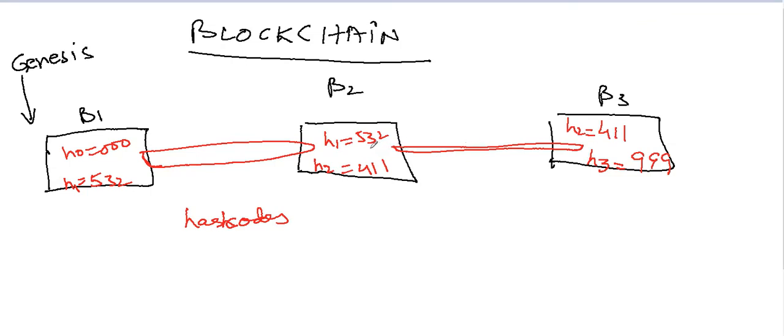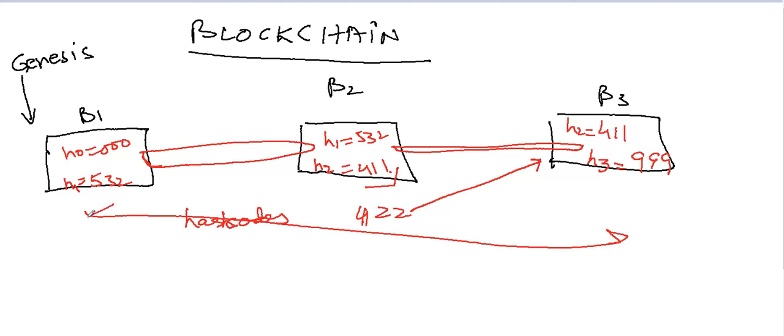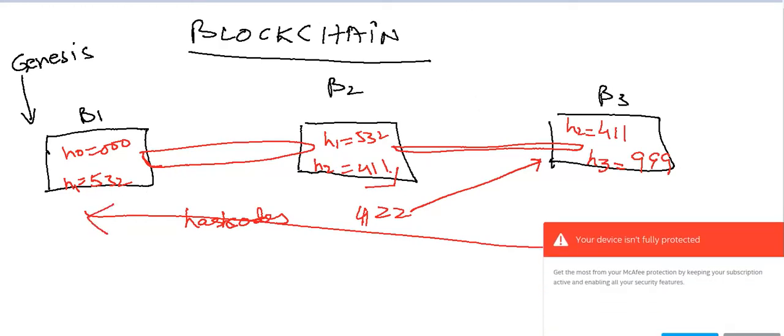So it's impossible to modify the data in a blockchain. For example, if you want to modify the H2 hash code, the hash code of block 2, and let's say you make it 422, then block B3 is also corrupted because B3 has the hash code of B2. So now they are incorrect. The whole chain of blocks will be corrupted, so that's why it's a more secure system of storing data.